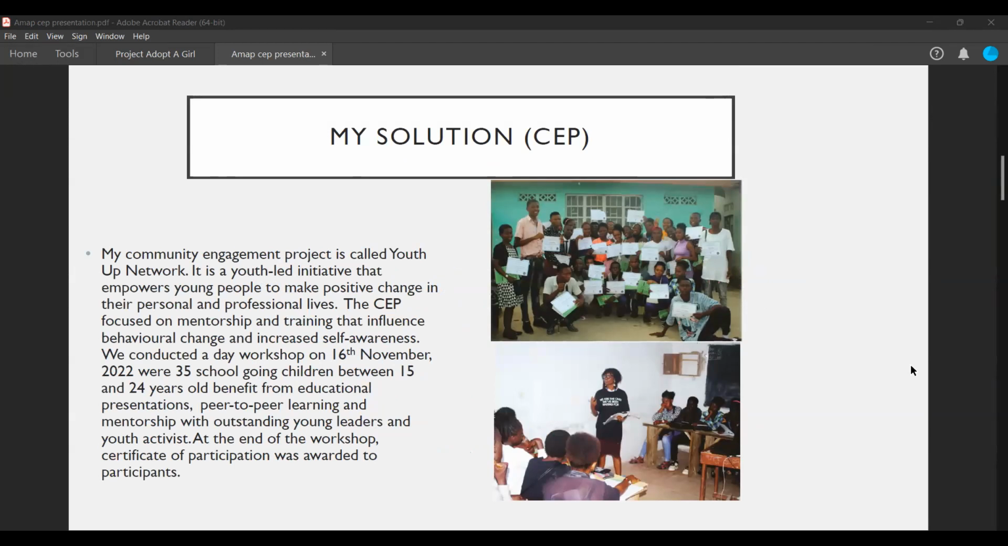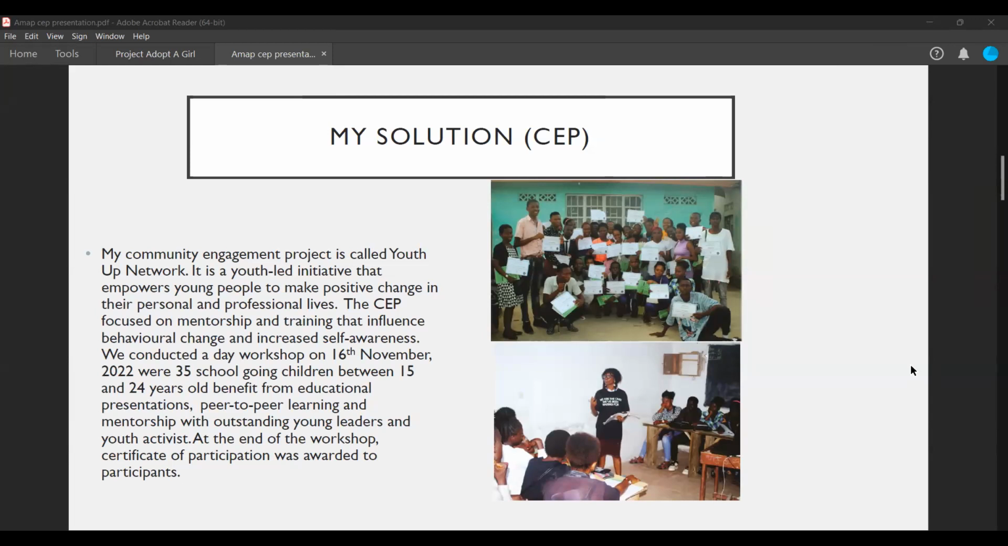So my solution, my project, is a youth up training. It's a workshop that was coordinated in one of the schools here in my community, Makeni. My community engagement project is a youth up network. It's a youth-led initiative that empowers young people to make positive change in their personal and professional lives. So the training was focused on developing young people for personal and professional development.